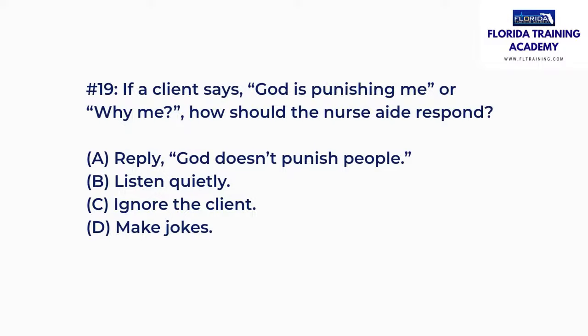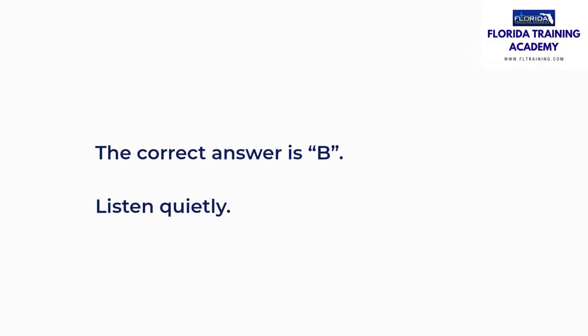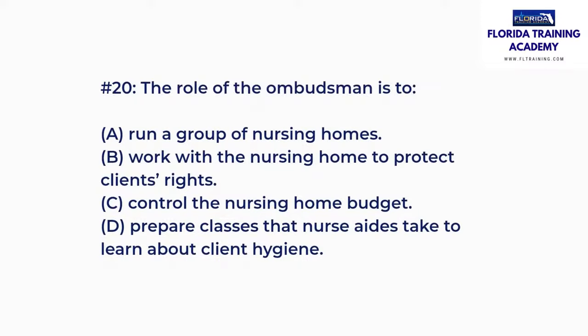C. Ignore the client. D. Make jokes. The correct answer is B. Listen quietly. Number 20. The role of the ombudsman is to A.